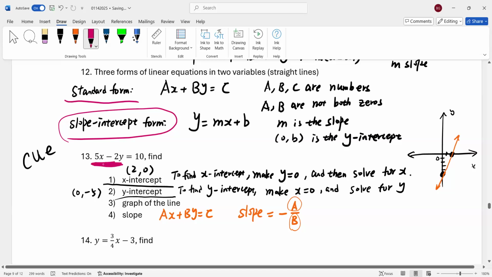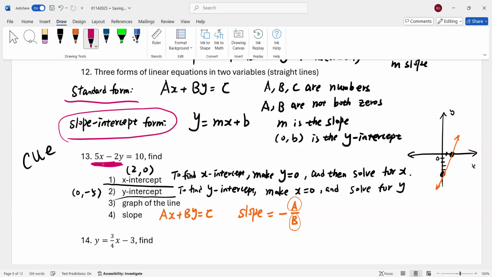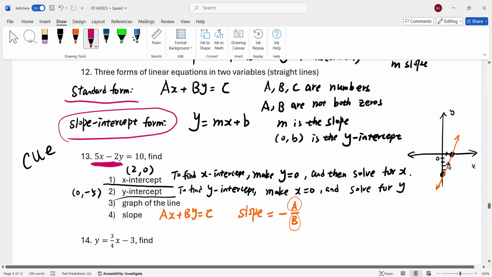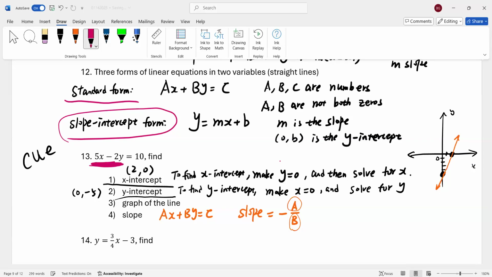So once you grasp this method, it only takes me 1 second to find the slope. I don't have to look at the graph and count rise and run. That's the reason I want you to try to grasp this method. When I look at the left side of the equation, 5x minus 2y, the first term and the second term have different signs. When they have different signs, the slope is going to be positive.